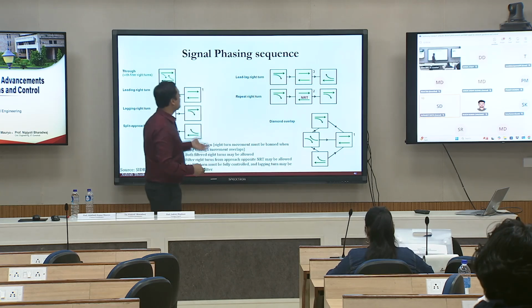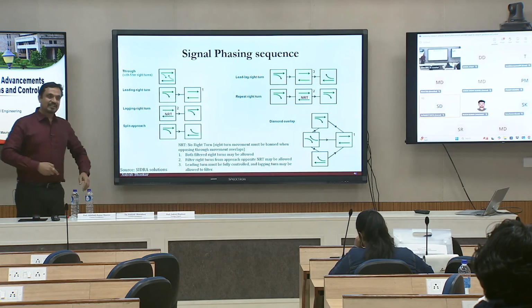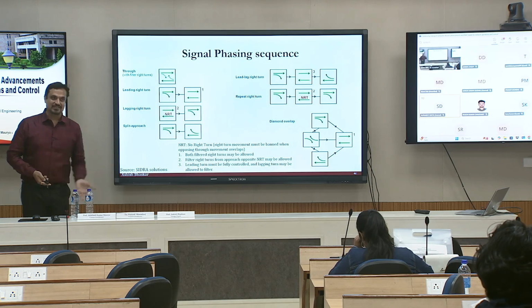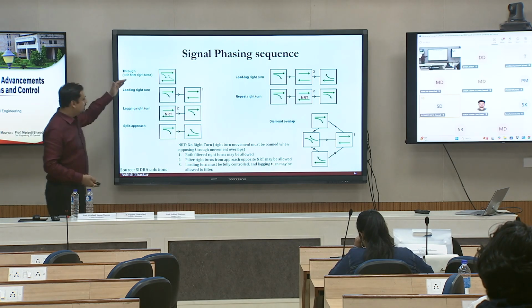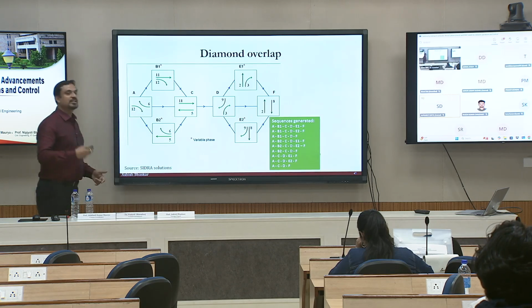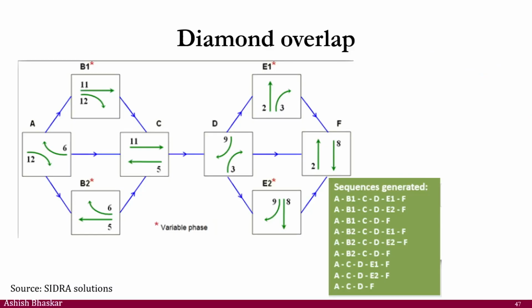But then I said, this can also be done in a phase-based approach, in the way you define your phases and your sequences. There are different sequences I considered in this one. One of the important sequences I raised was a diamond overlap sequence, where you have this combination A, you can have a B, either as B1 or B2, you can have C, D, E, and F.